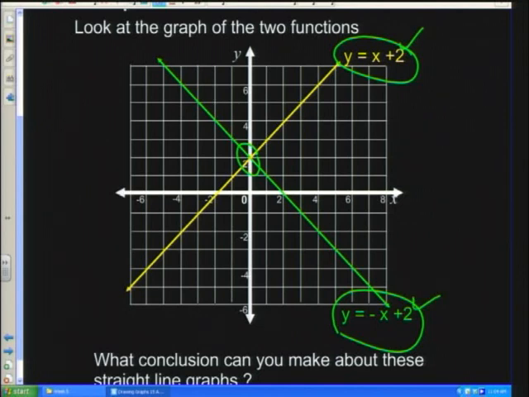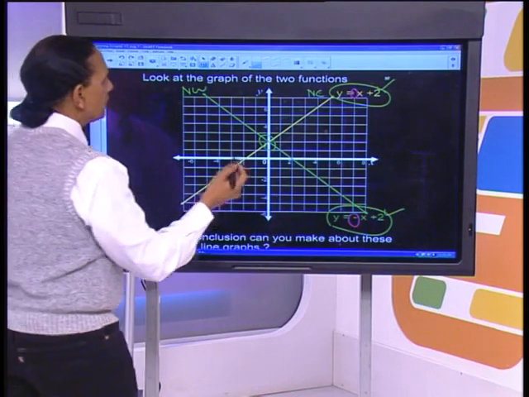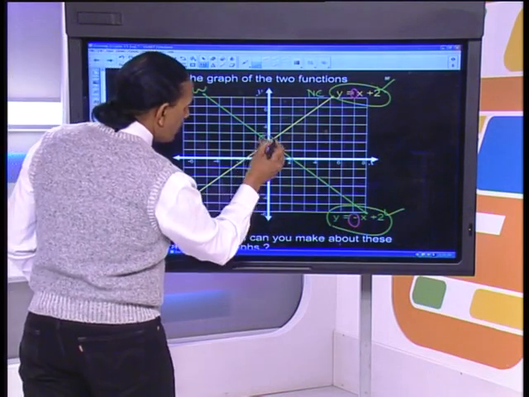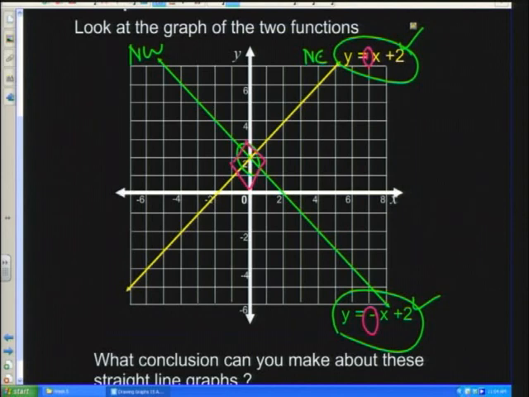So we expect that, isn't it? However, this graph is in a northeasterly direction, right? And this one is in a northwesterly direction. So we expect it because northwesterly, the gradient is negative, and northeasterly, the gradient is positive. So we do expect that. However, you will notice that these graphs are perpendicular. They meet at angles of 90 degrees.